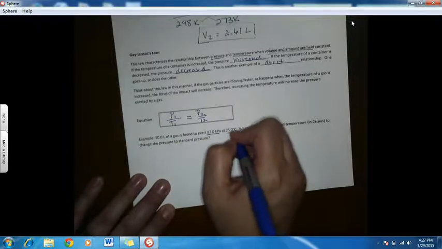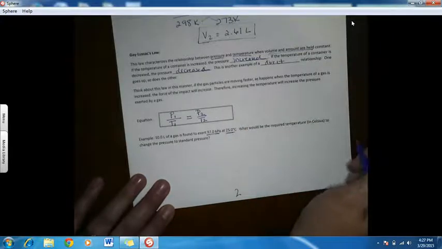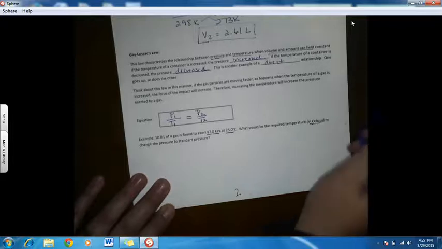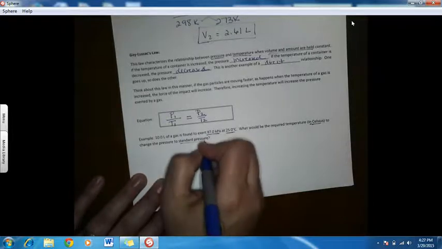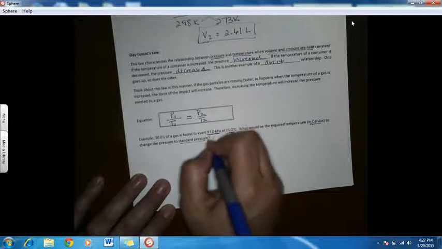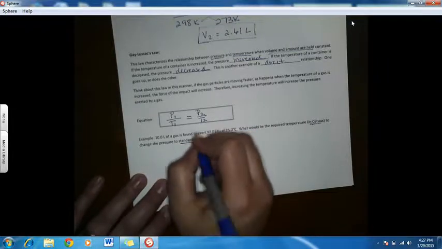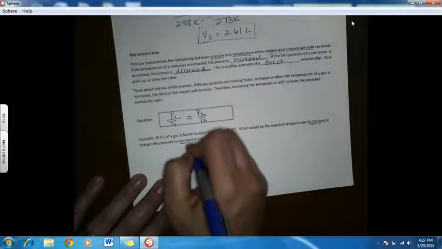that is found to exert 97.0 kilopascals at 25 degrees Celsius. What would be the required temperature in Celsius to change the pressure to standard pressure? Well, since we're looking at kPa, we have to think about what standard pressure is in kPa. If we look that up on our reference packet, we'll find that's 101.3.